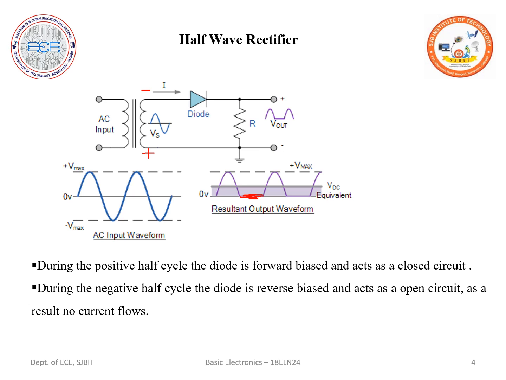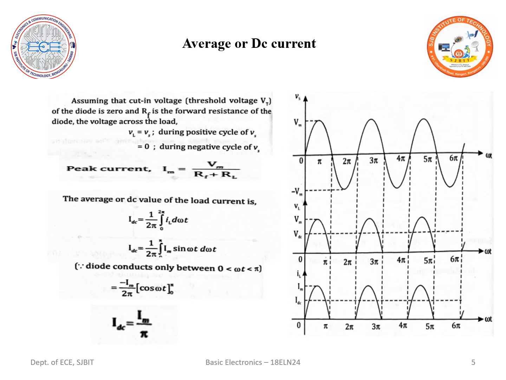So in my half-wave rectifier, during the positive half cycle the diode is forward biased and acts as a closed circuit, and during the negative half cycle the diode is reverse biased and acts as an open circuit. As a result, no current flows through it. Now, after studying this, let us calculate the average or DC current that is obtained whenever we apply the AC input.